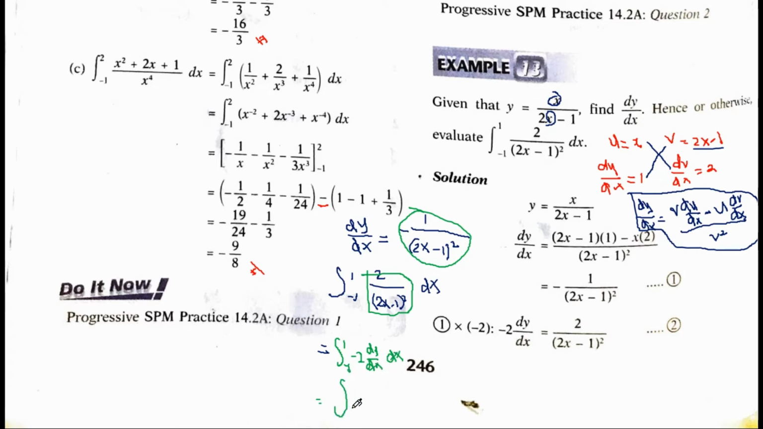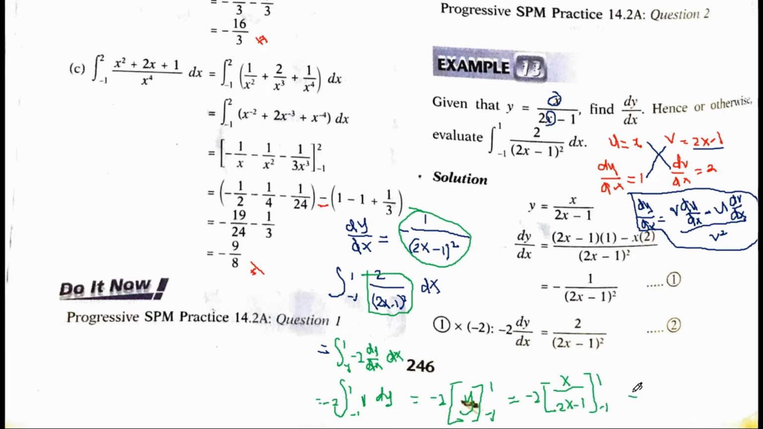So integrate from negative 1 to 1. 2 is the constant, so we keep it outside, negative 2 here, then dy. Nothing inside, so this can be 1. Equals to negative 2 integrate 1 dy, so you will have y from negative 1 to 1. So what is y? y is x over 2x minus 1, from negative 1 to 1.